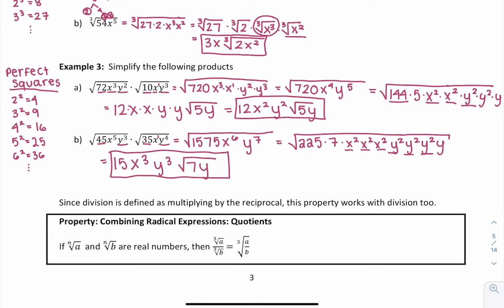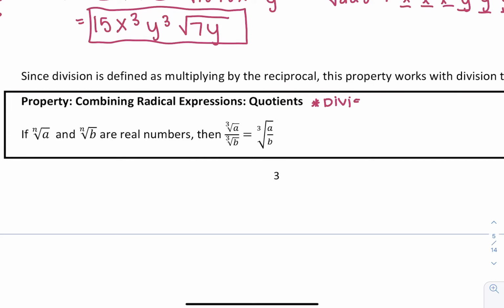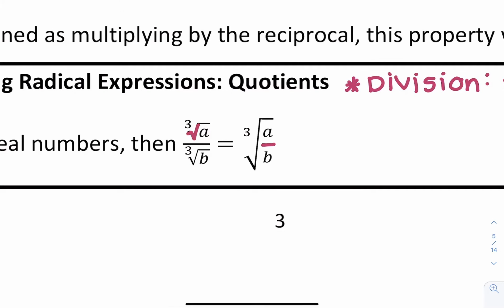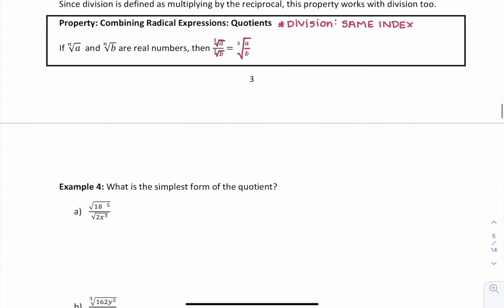Now what's really nice is that the same property we just used also works for division. So if we have division, again, we need to have the same index to combine. So if I have 2 separate division problems, like say this, where my index is 3, they could both be 4, they could both be 5, I can write this as one division problem under the radical. So I went from 2 radicals to just 1. I can combine them on the inside. And this is really cool because it helps us simplify.